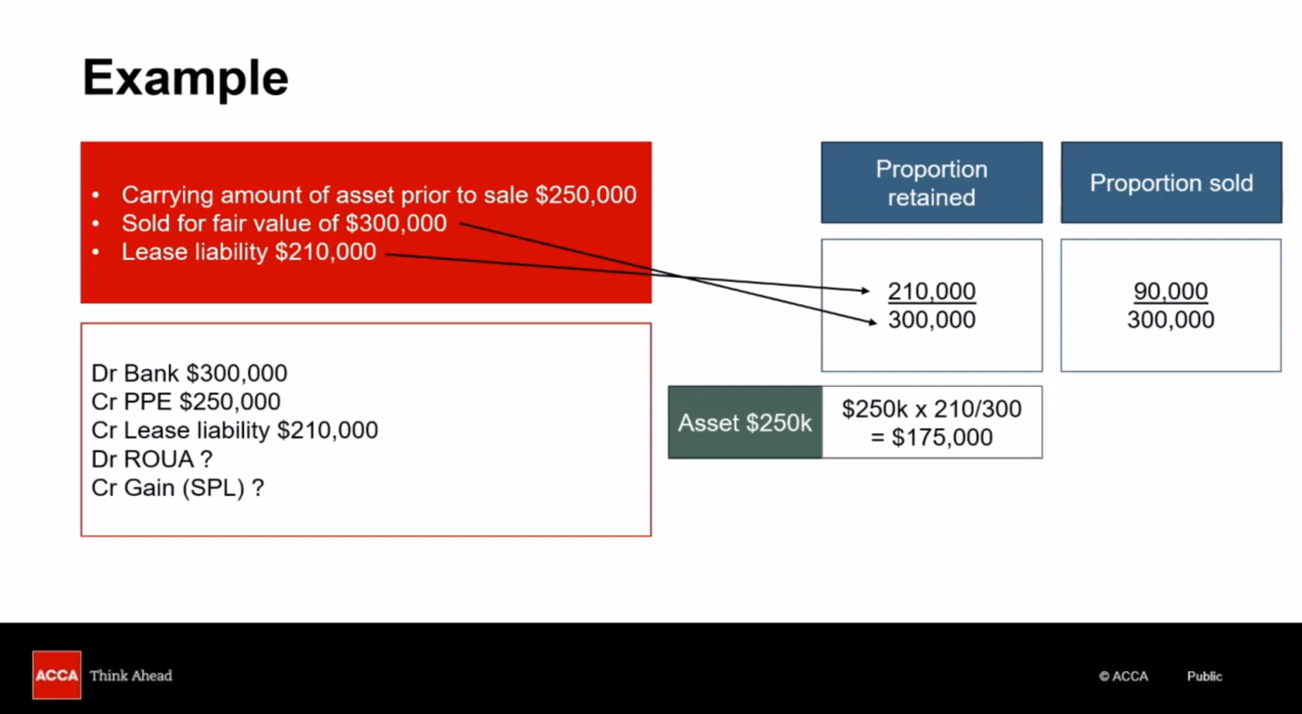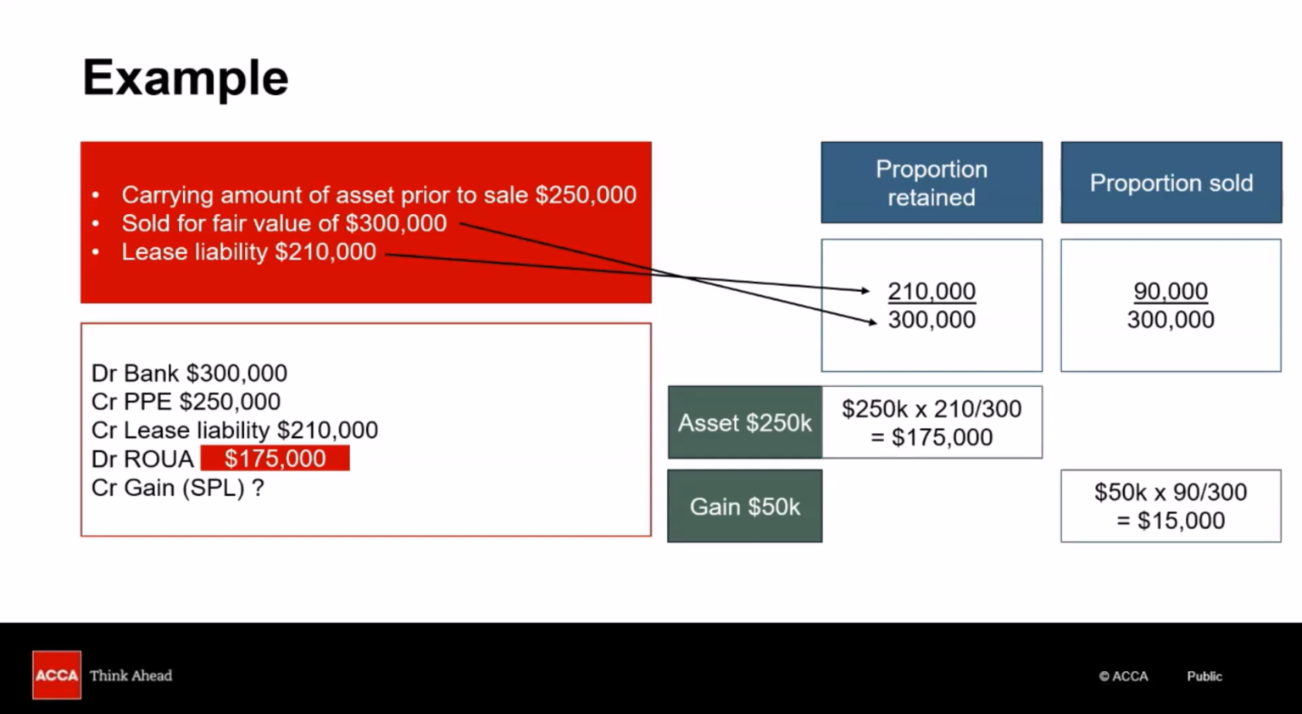If we apply these fractions on that value, we can identify that the portion retained is 175,000, and this amount is going to be shown as the right of use asset value. On the other hand, the gain which was obtained by selling this particular asset, an asset which was worth 250,000 was sold for 300,000. So overall gain was 50,000, but we are assuming that only 90 divided by 300 was sold. This was the proportion sold. So we'll apply it to the gain or loss on disposal and calculate the profit on disposal. That is now going to be our answer.